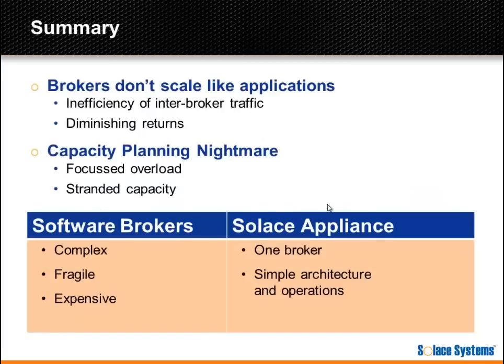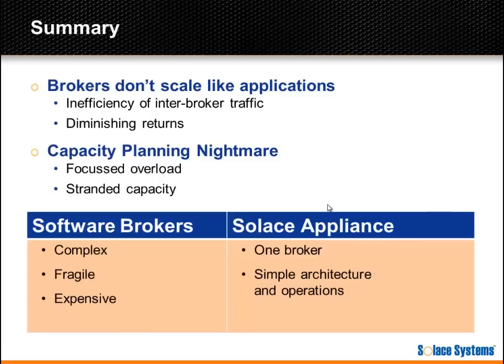Today we contrasted horizontal scalability when applied to applications with its results when applied at the messaging layer. Increasing capacity by adding more message brokers is inefficient due to the unavoidable interbroker traffic or leakage and produces diminishing returns as you add more brokers. More message brokers not only results in a more complex operational environment, but the traffic management complexity also leads to focused overload and stranded capacity problems.